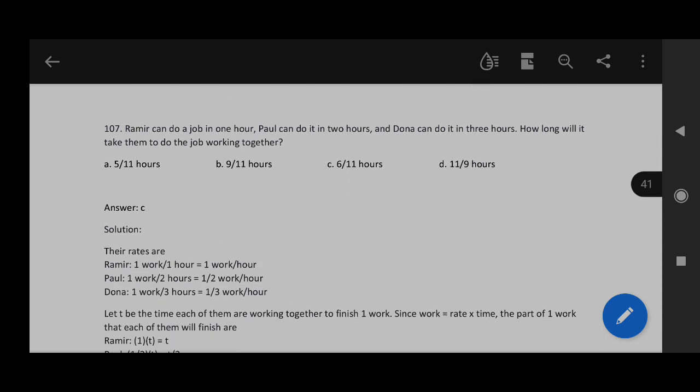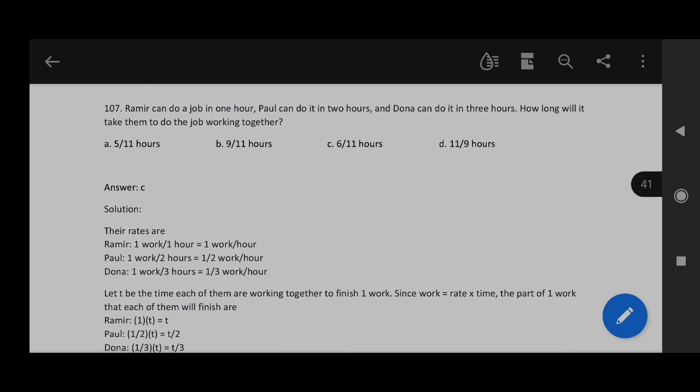Next, problem 107. Ramir can do a job in 1 hour. Paul can do it in 2 hours. And Donna can do it in 3 hours. How long will it take them to do the job working together? So, this is basic algebra. The answer there is letter C. This is a work problem, guys. Work problem.